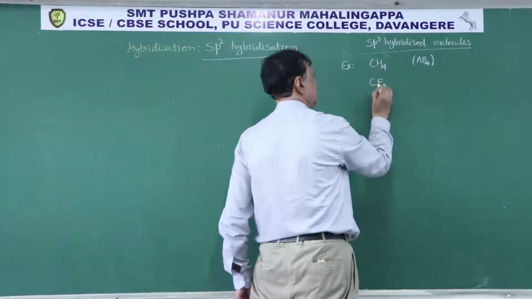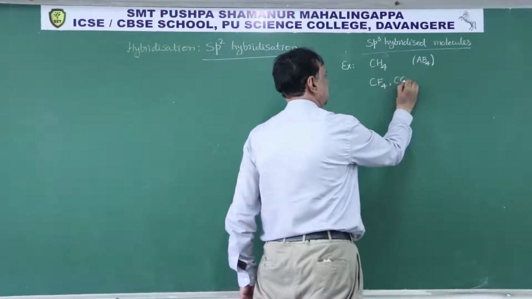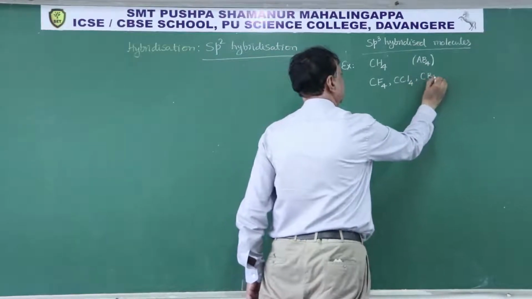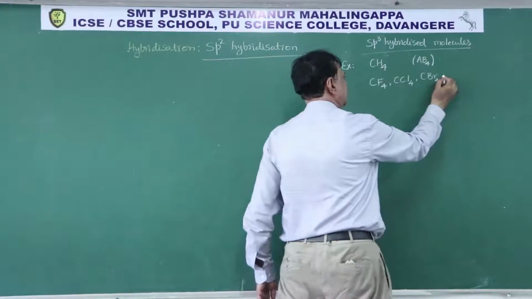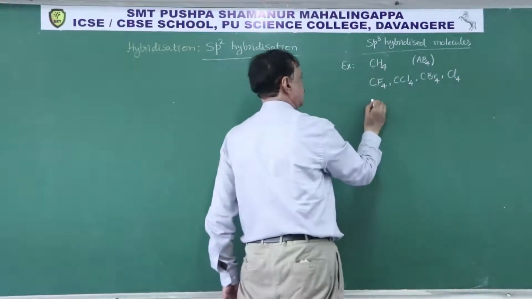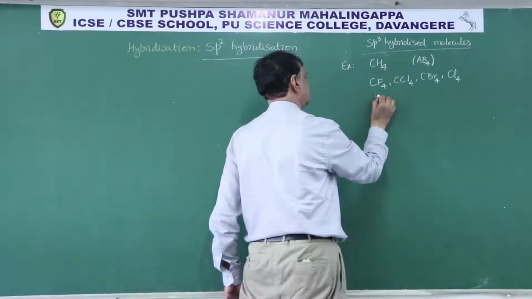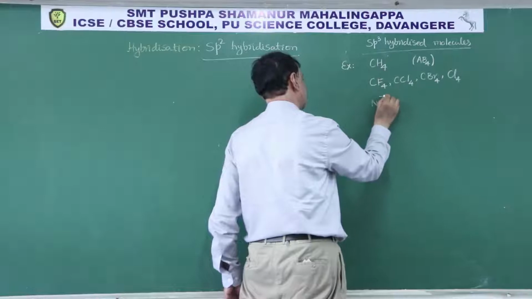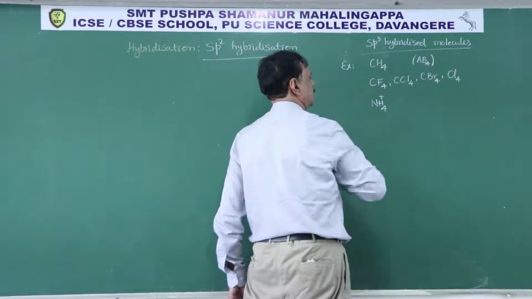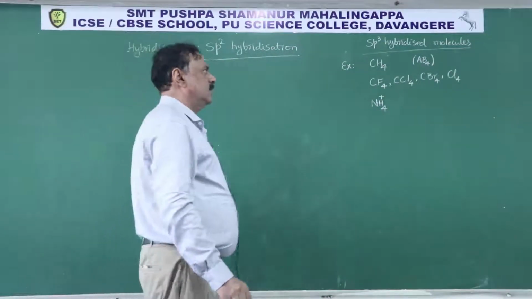CF4 (carbon tetrafluoride), carbon tetrachloride, carbon tetrabromide, the CI4 molecule, and NH4+. These types of molecules have the ability to form it.